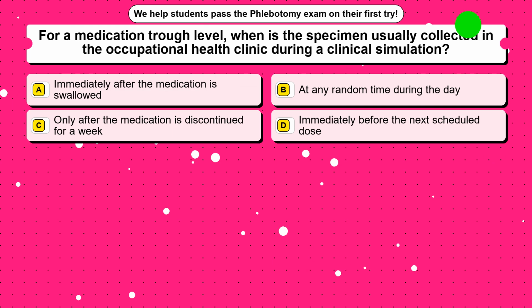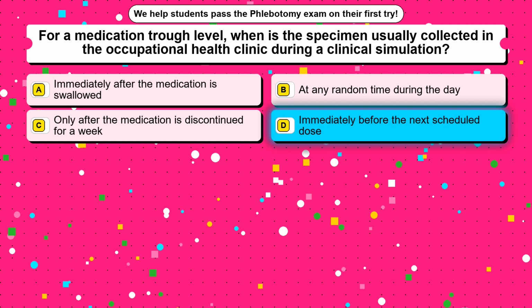Question 68. For a medication trough level, when is the specimen usually collected in the occupational health clinic during a clinical simulation? Option A. Immediately after the medication is swallowed. Option B. At any random time during the day. Option C. Only after the medication is discontinued for a week. Option D. Immediately before the next scheduled dose.